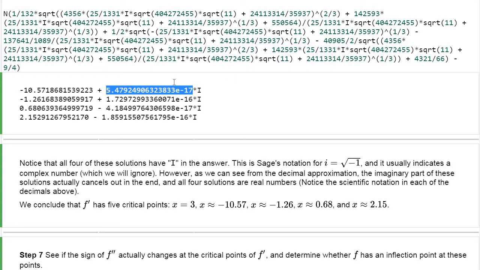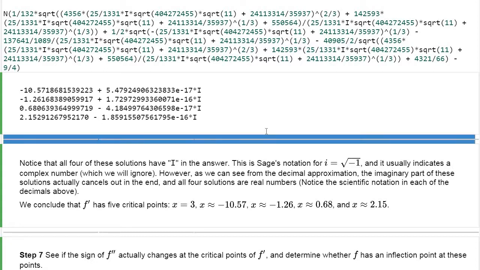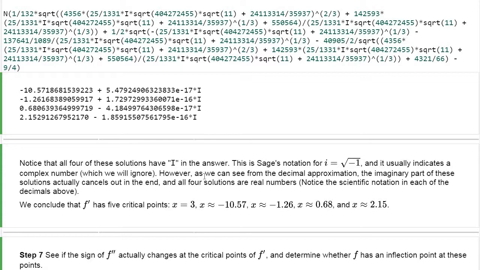So this is kind of a computational error involved, a disadvantage of doing things on the computer. We'll also be able to tell that in step 7, when we check and see if the sign actually changes. We'll see that these are in fact inflection points. So it'll confirm my suspicion that this is just rounding error.